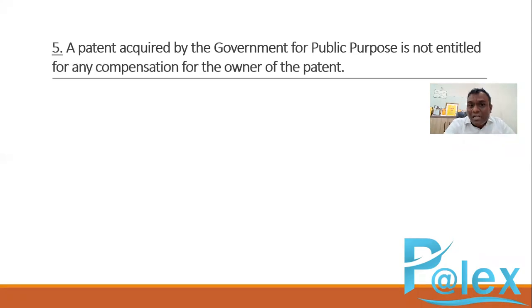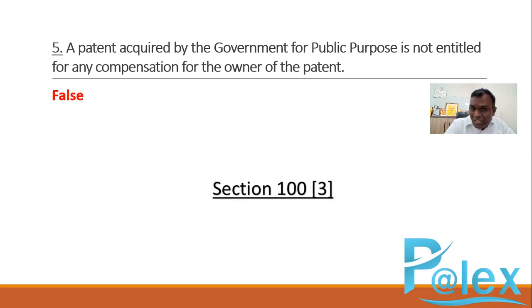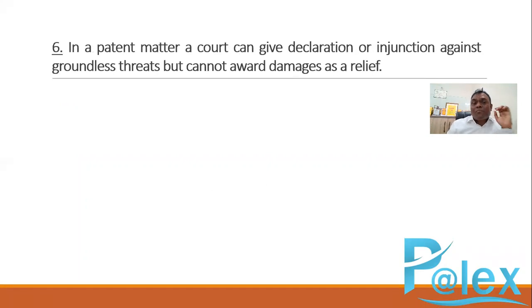A patent acquired by the government for public purpose is not entitled for any compensation for the owner of the patent basically. That is also a false answer. Under section 100, subsection 3, if any patent, any property is acquired by the government, then the owner of that patent or the property would be eligible for compensation.